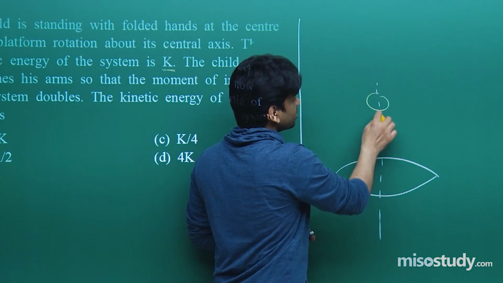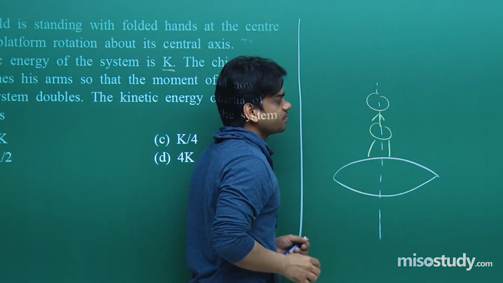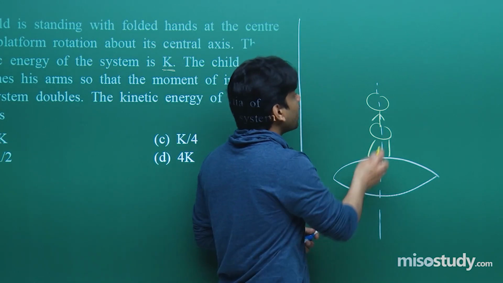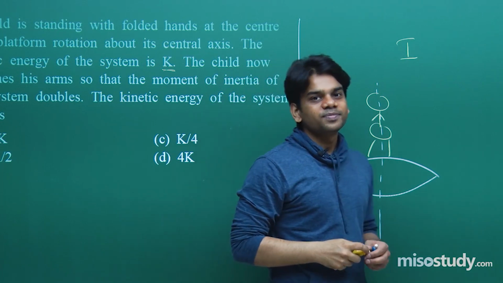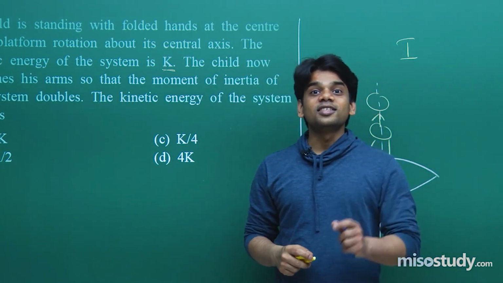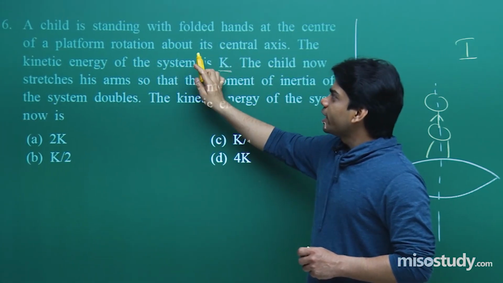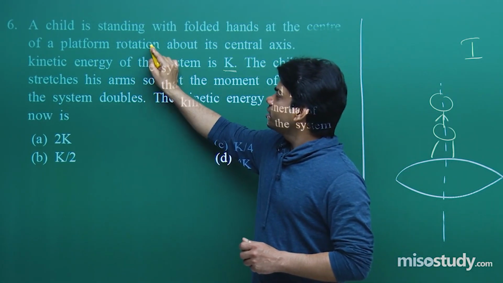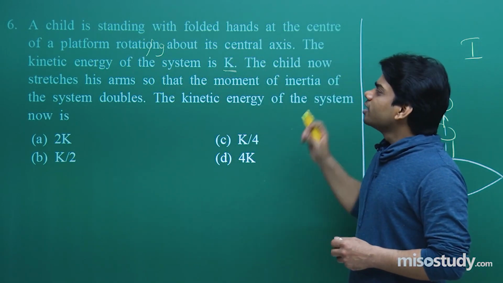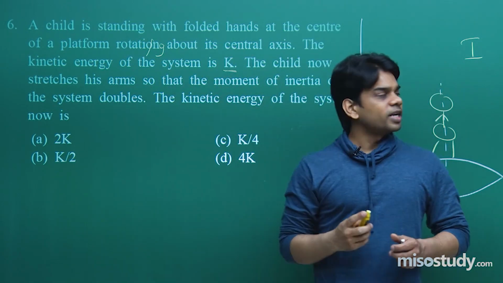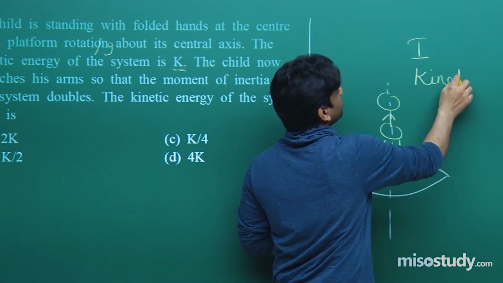The child is standing on the platform. Let's say initially the hands were like this. This was the initial position, and given that in this position the moment of inertia is I. This is the moment of inertia in the initial state. The child is standing with folded hands at the center of a platform, rotating about its central axis. Don't think that it's not rotating. The kinetic energy of the system is K.